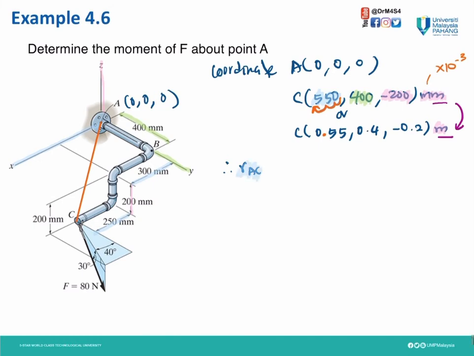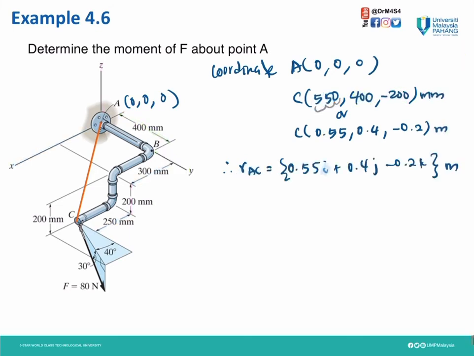Once we identify our coordinates, we can find the position vector r_AC. That means point C minus point A. On i, it is 0.55 minus 0, we get 0.55i. For j, 0.4 minus 0, we get 0.4. And for k, negative 0.2 minus 0, we get negative 0.2.